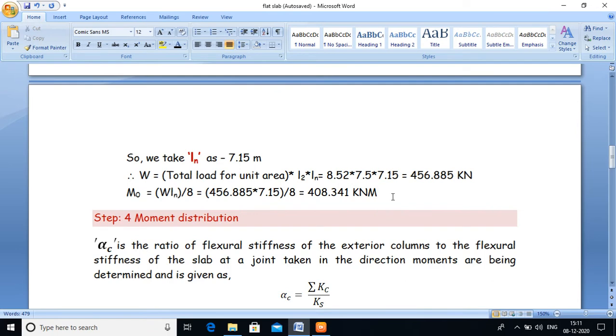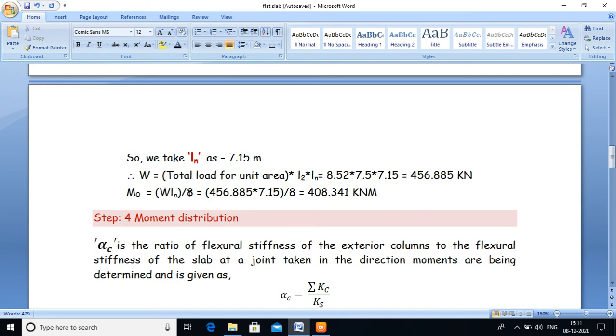Dear students, do check all these calculations by yourself also. Take your calculators, do these calculations, don't copy as it is. So the total moment value is 408.341 kilonewton meter. This moment is going to be distributed on the various parts of the flat slab, meaning we need to distribute it along the various spans or at the supports of the flat slab.